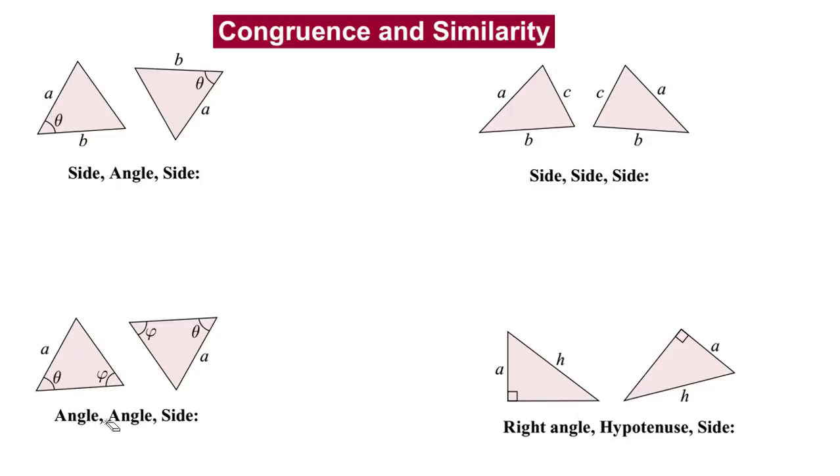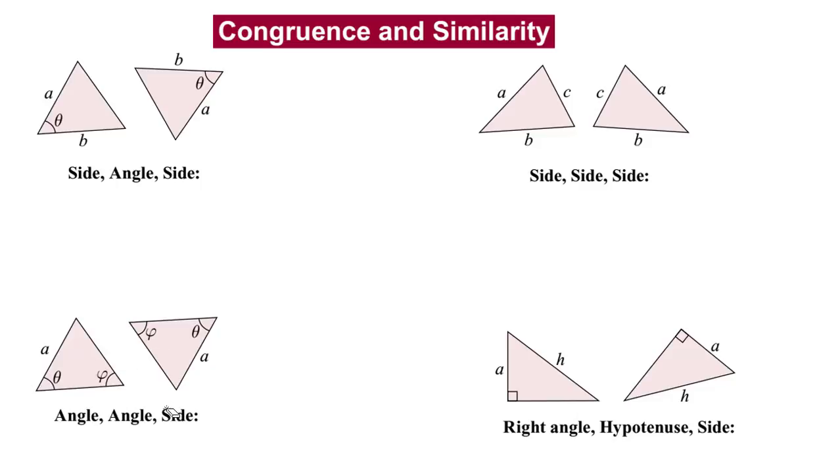Now, the other condition is that you could have two angles and a corresponding side. So if I have this angle theta there and this other angle here, and that angle theta and that angle there, if I have them being equal, so if this is 40, that's 40. If this is 30, that is 30. If that's the case, and I also have a corresponding side, this A side being equal to that A side, then these two triangles are congruent.